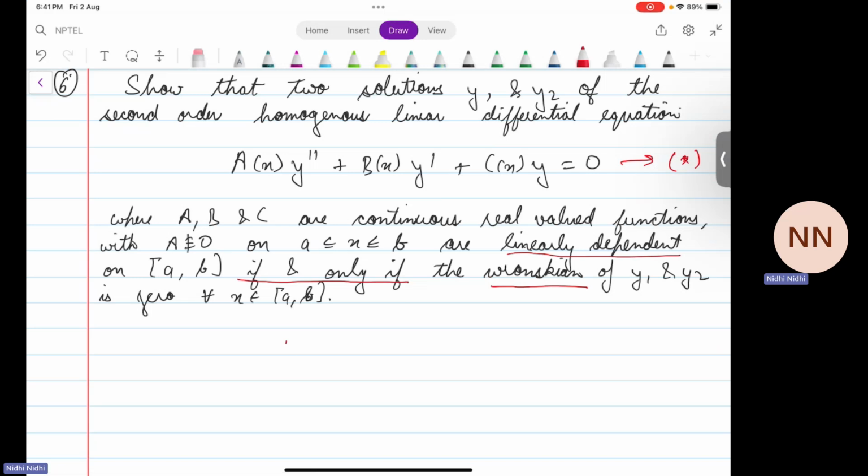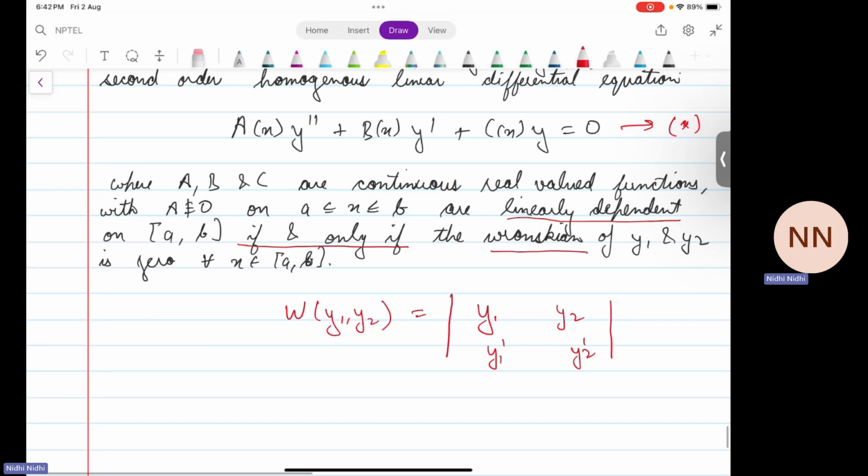We know that the Wronskian for any two functions y1 and y2 is given by the value of the determinant y1, y2, y1 dash, y2 dash. The value of this determinant gives us the Wronskian.